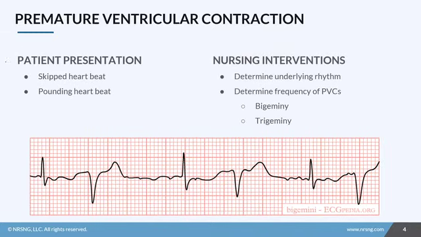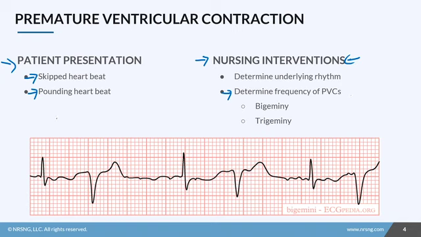So most people that come in with PVCs, their presentations are a skipped heartbeat and a pounding heartbeat. And this depends on how frequently the PVCs are occurring. The nursing interventions for PVCs are to determine the underlying rhythm. You've got to know what's going on, and you've got to find out the frequency of the PVCs. How often are they occurring?